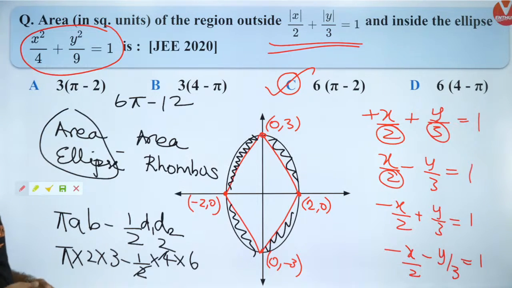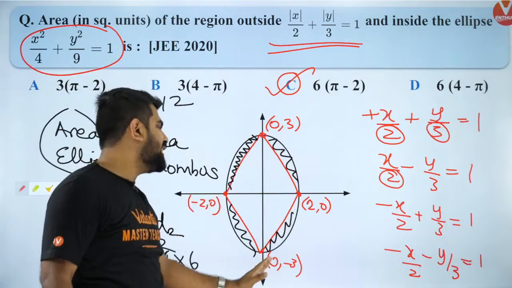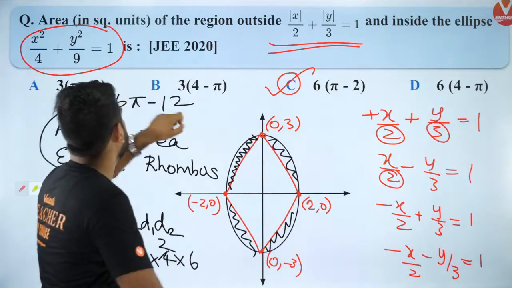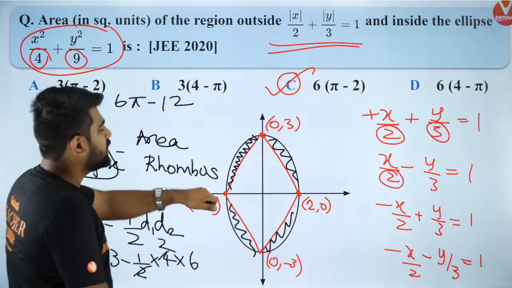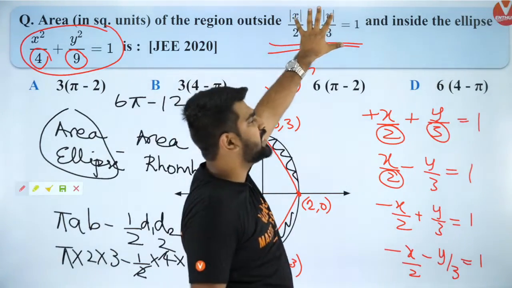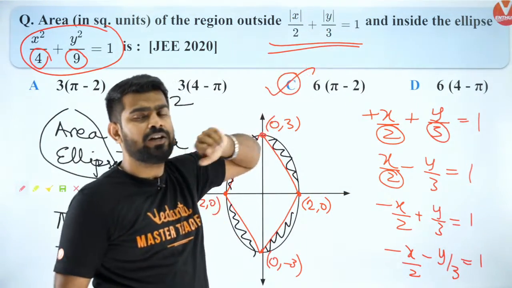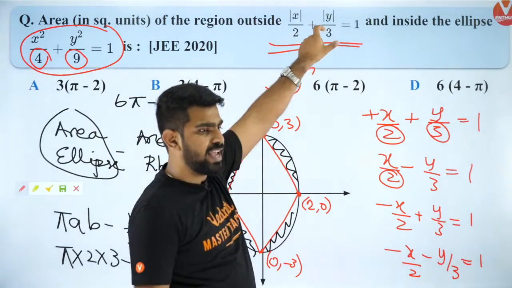Okay, so Vignesh, what I did was I first drew the ellipse. The ellipse is a vertically elongated one, because you see your b square is greater than your a square. That means it will be a vertically elongated ellipse. And then I draw this straight line. So this straight line will be 4 in number totally. Why? Because modulus is there.